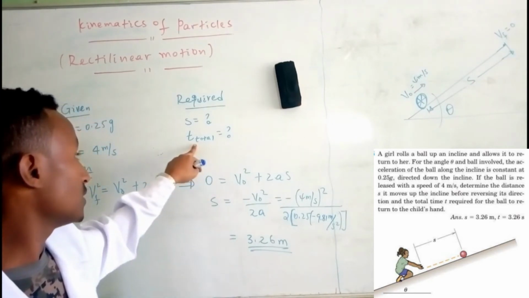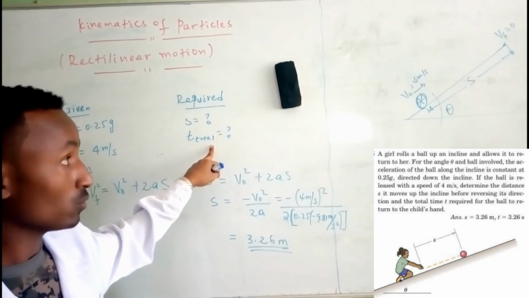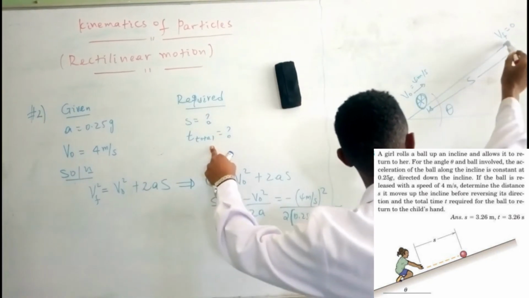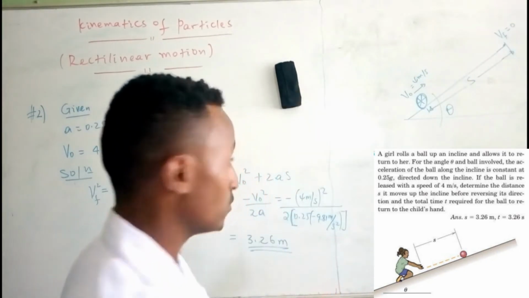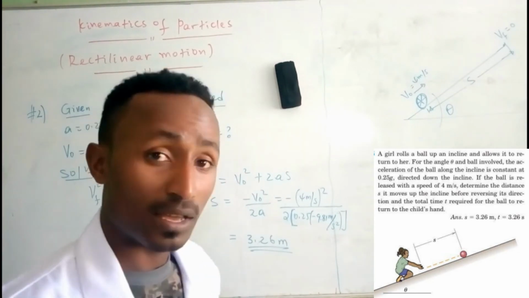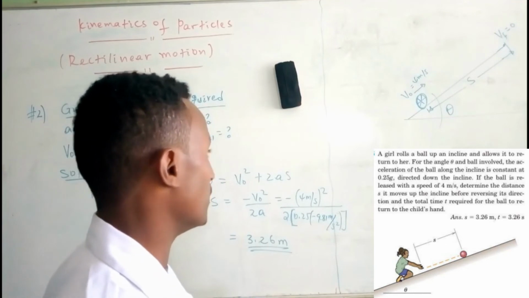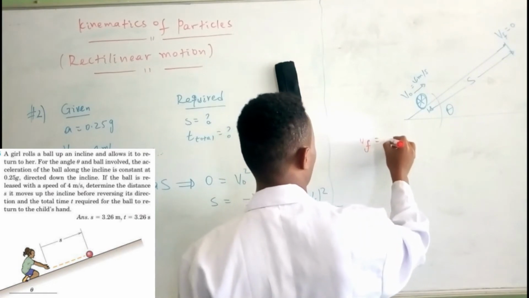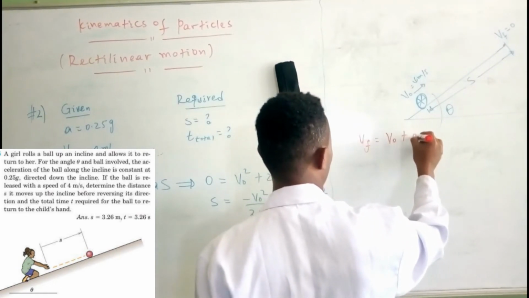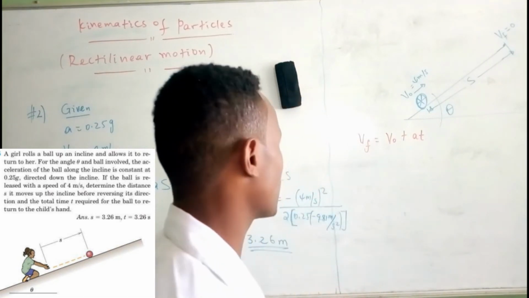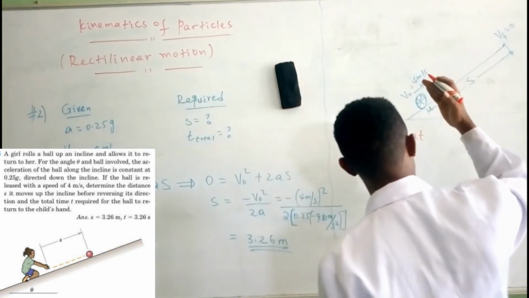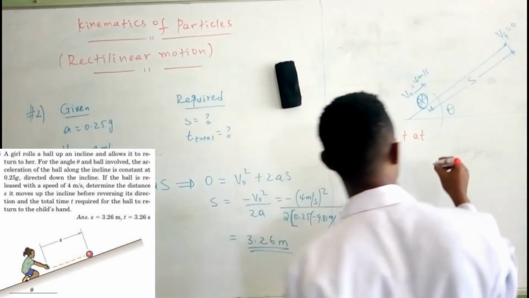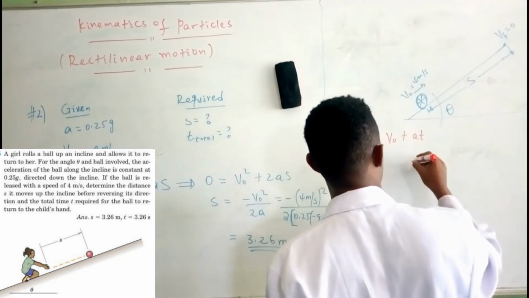So the second question is we are asked to calculate the total time. Using the equation of kinematics, V final equals V naught plus AT. Here we will calculate the upward time first, T up. So velocity final becomes 0.